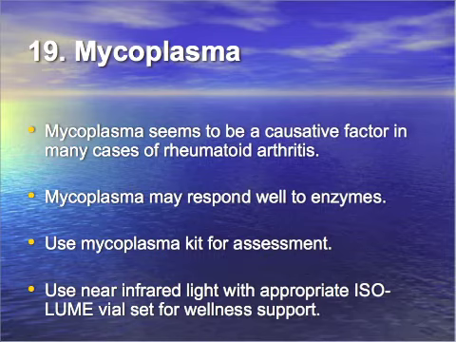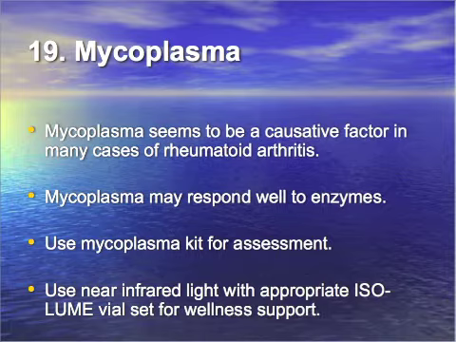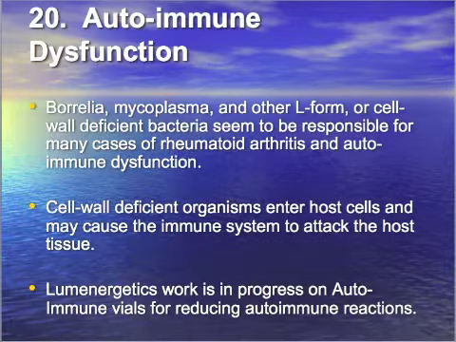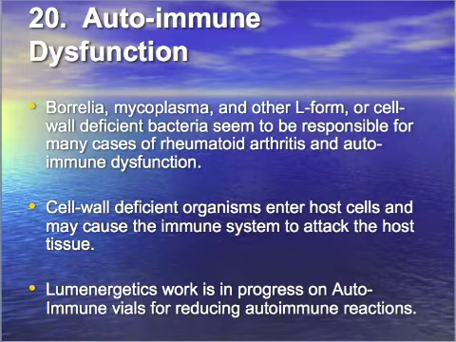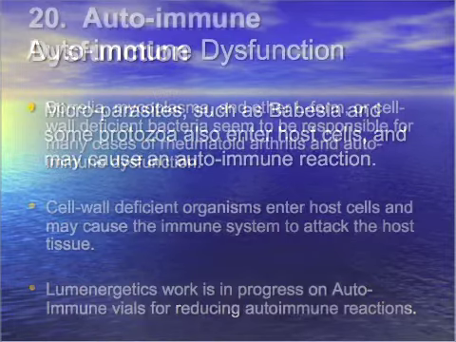Mycoplasma seems to be a causative factor in many cases of rheumatoid arthritis. Mycoplasma may respond well to enzymes. Autoimmune dysfunction. Borrelia, Mycoplasma, and other L-form or cell wall deficient bacteria seem to be responsible for many cases of rheumatoid arthritis and autoimmune dysfunction. Cell wall deficient organisms enter host cells and may cause the immune system to attack the host tissue.